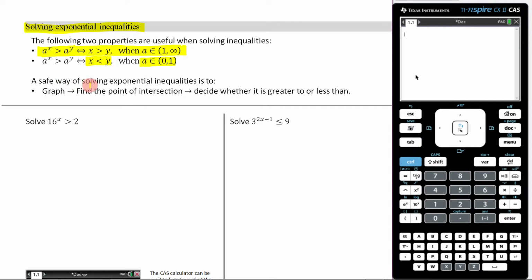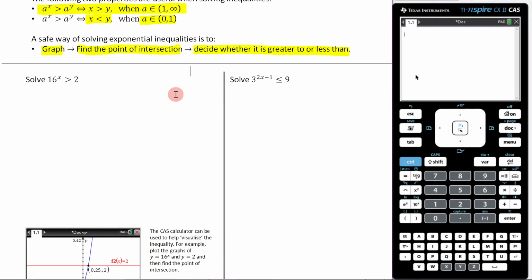Now, a safe way of solving exponential inequalities is to actually just graph it, find the point of intersection, and then decide whether it's greater than or less than. So I'm going to be showing you both options here, and we can see how they both work.